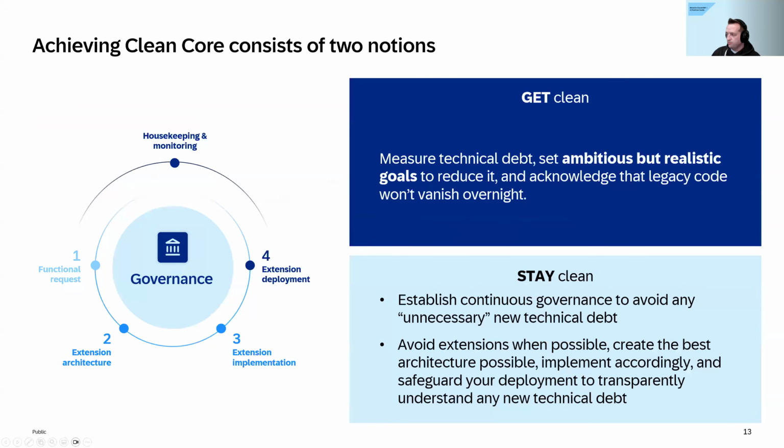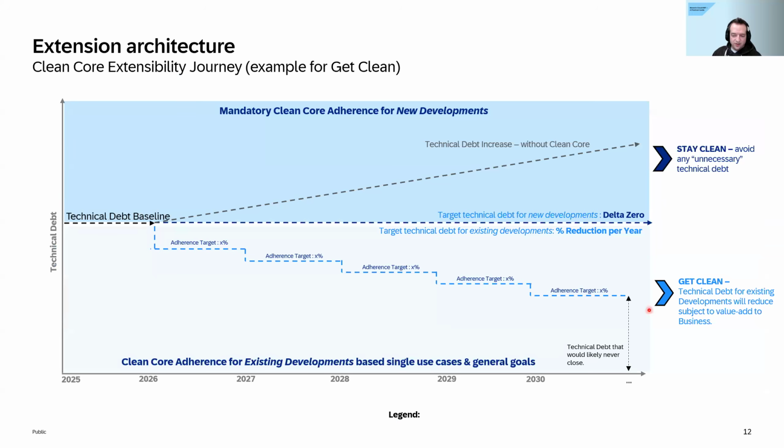And now coming back to this picture of the two notions, also for get clean, of course, measuring technical debt helps you enormously. Because stay clean, you can see here, the goal is to avoid, you could say, unnecessary new technical debt. There might be some technical debt that you still need. But if we look now into this get clean, I think that's something that we centrally want to transport. It's not about doing everything at once. It's not like, hey, in 12 months, everything is cleaned up.